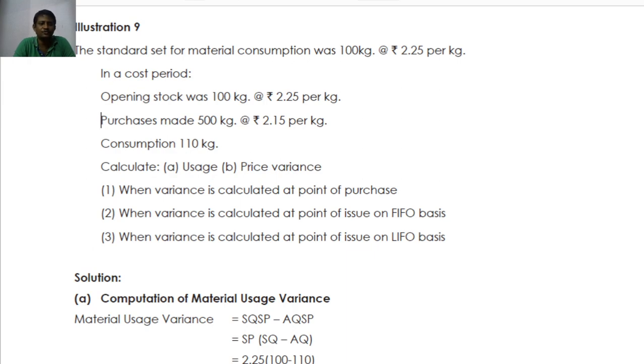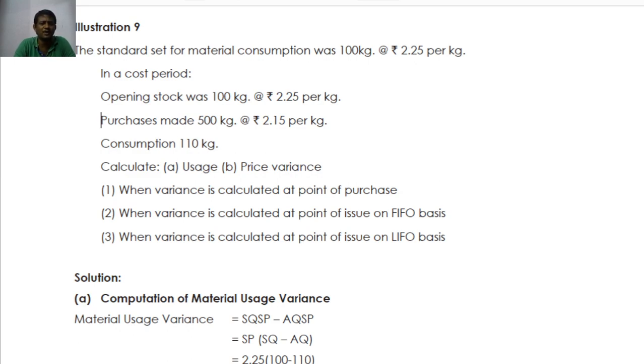LIFO means last in, first out. What is the last material that comes in? For that, whatever the price fixed, that price only I will use for valuation, for consumption or closing stock, whatever it is. So here the point is two things: one is usage and another one is price. Usage is the usage of material.